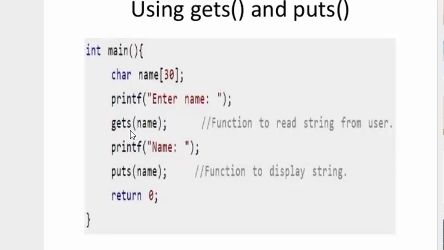Also, with the help of printf and scanf, you have seen we are using a format specifier, that is %s. Here we are not using any format specifier, rather we are directly using the inbuilt function gets and the name of the string. So it will read the string at once and the puts function will display the whole string at once.